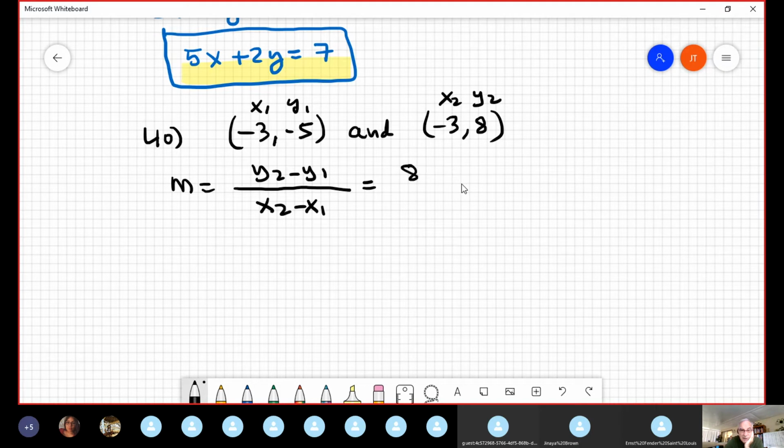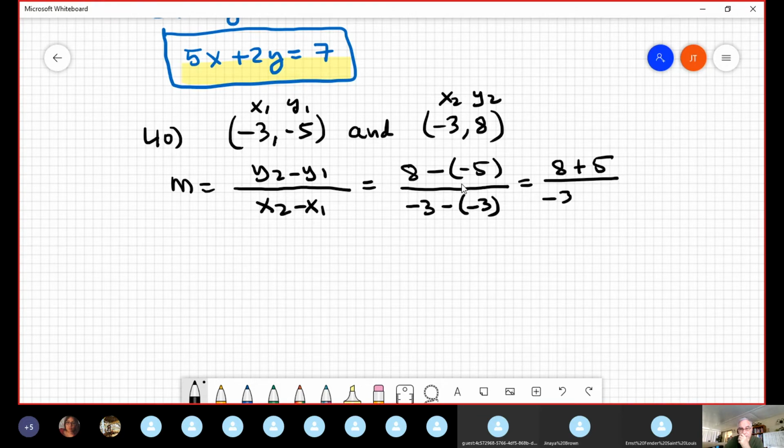Y2 is 8. Y1 is negative 5. And this is negative 5, divided by x2, which is negative 3, minus negative 3 again. Okay, so at the top we have 8 plus 5, and at the bottom we have minus 3 plus 3. The double minus becomes plus. This is 13 on top, and the bottom is 0.